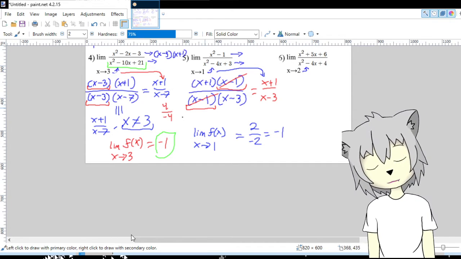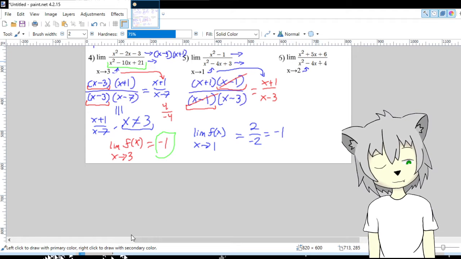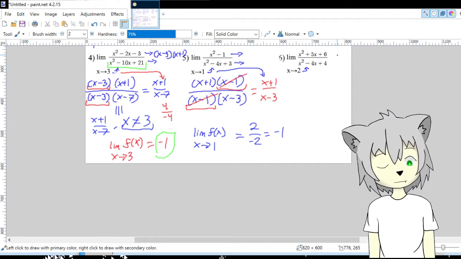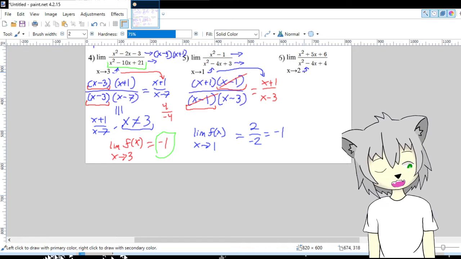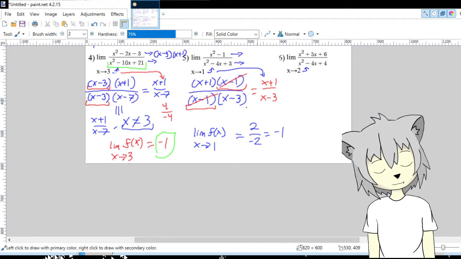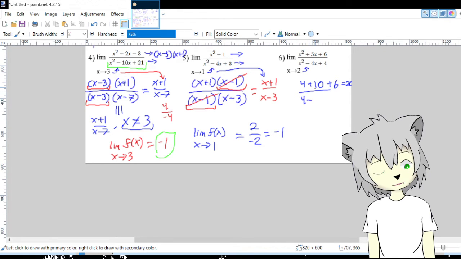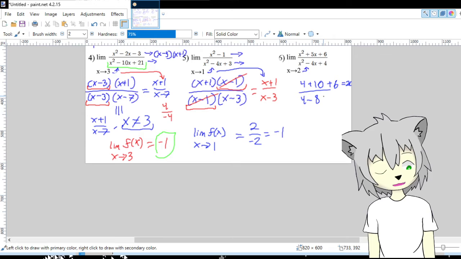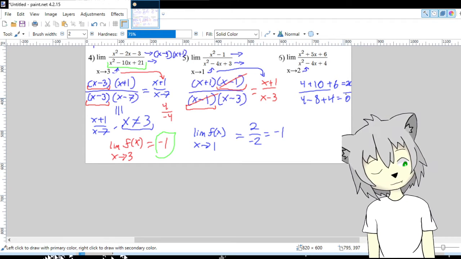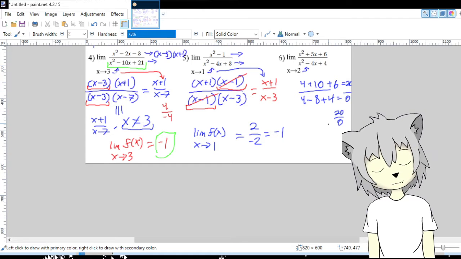And of course, if you had plugged this in earlier, you would have noticed this is basically 4 plus 10 plus 6 equals 20 over 4 minus 8 plus 4 equals 0. This is 20 over 0. This is undefined. Oh no, what does that mean?